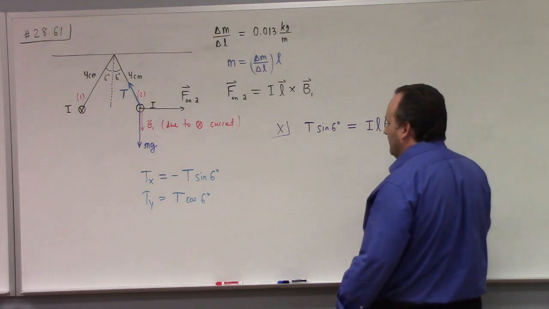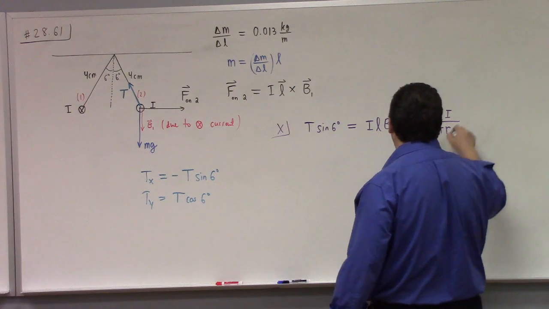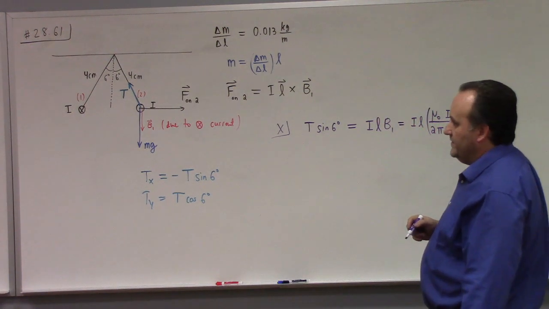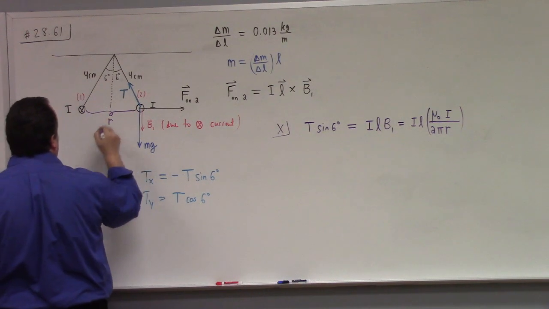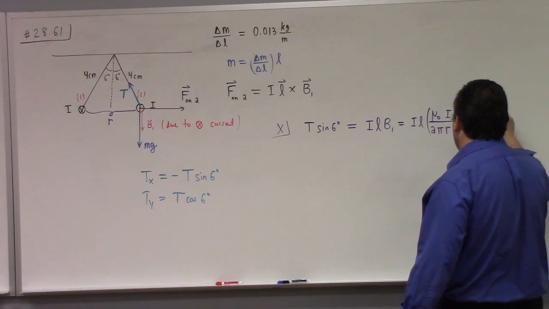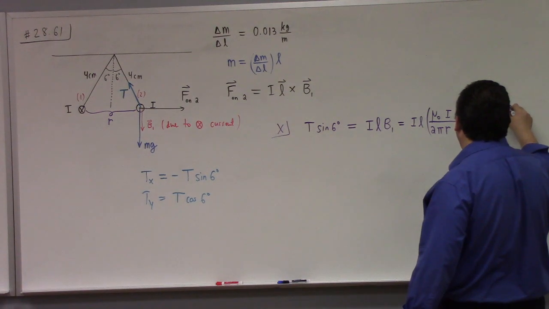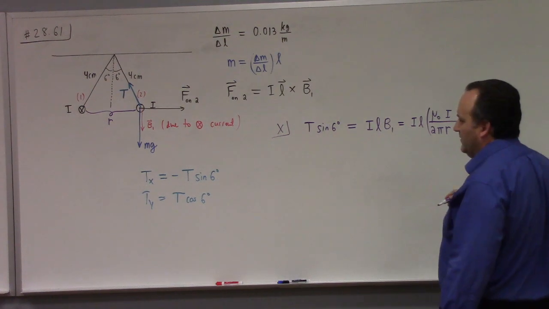What is the magnitude of B? Remember, B1 is mu naught I over 2 pi R. What is R? R is the distance from the source current to the field point. In this context, this distance right here is my R. So what do we got? We got mu naught I squared L divided by 2 pi R. Can you tell me R?